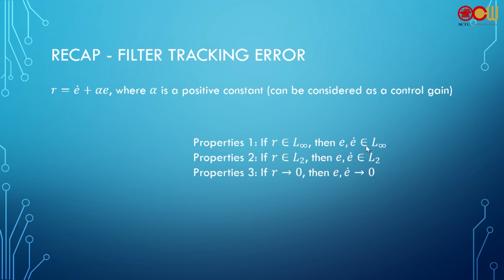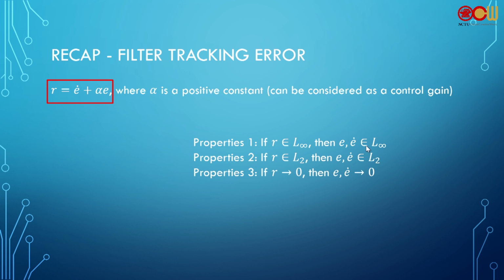And we try different Lyapunov functions. We try 3 different Lyapunov functions. Only the third one works, but it requires using a filtered tracking error here. So R is defined as E dot plus alpha E. Alpha can also be considered as a control gain.